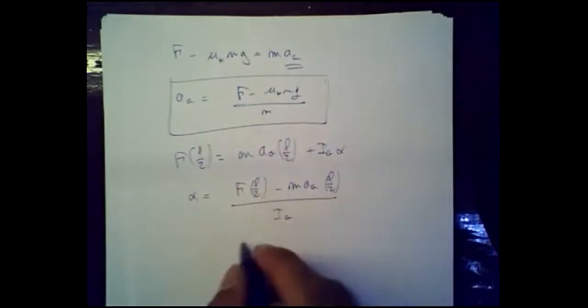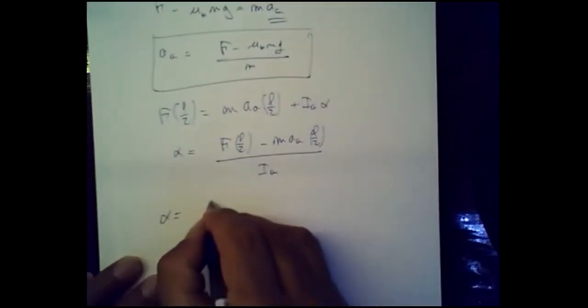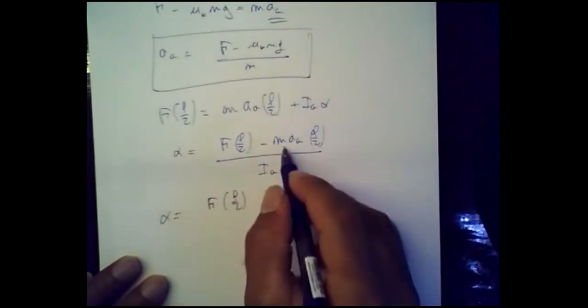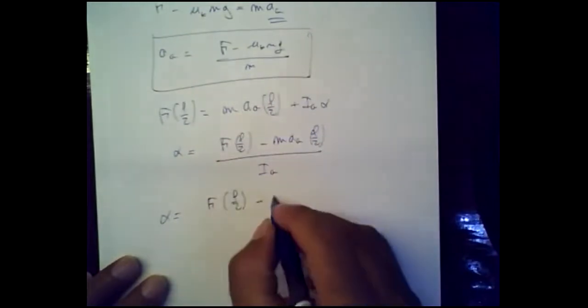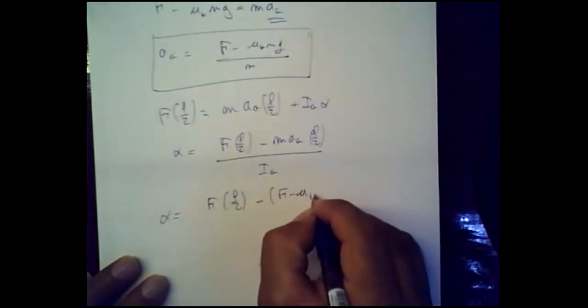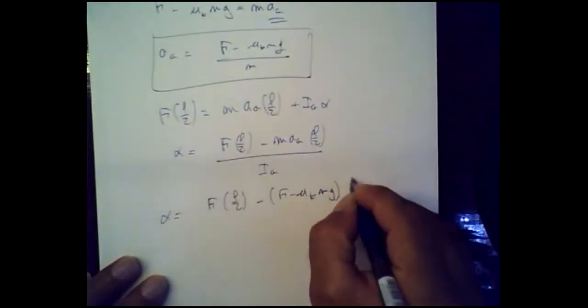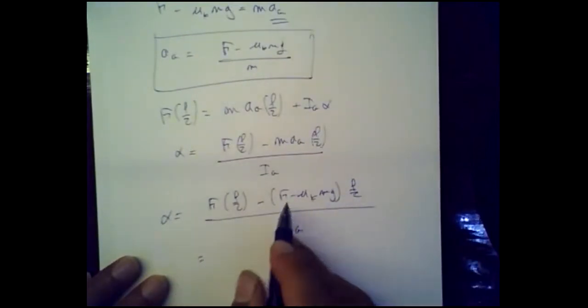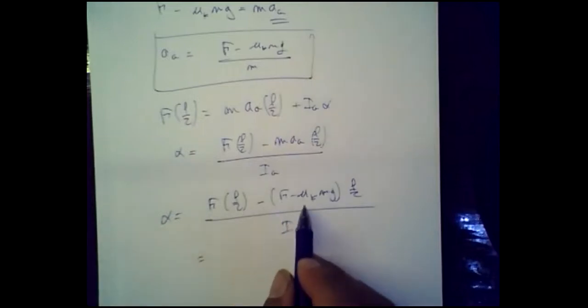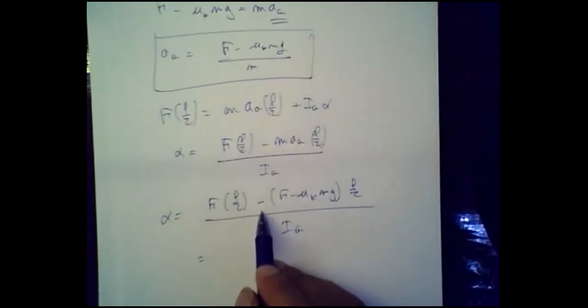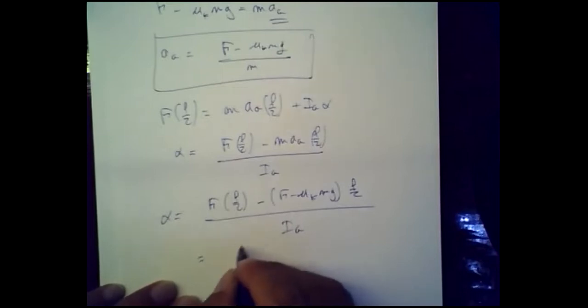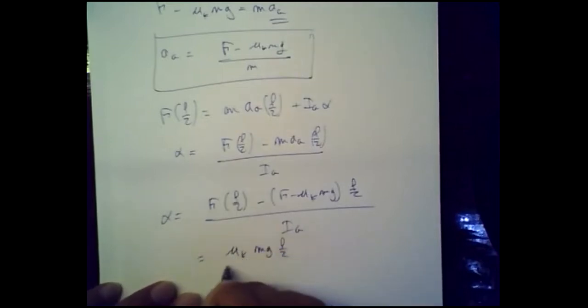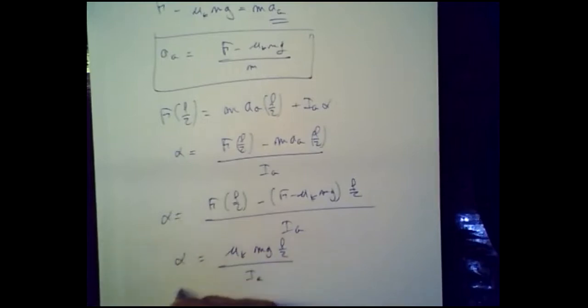And I know what AG is. So alpha is equal to F L over 2 minus, so M and M will cancel out, minus F minus mu K mg multiplied by L over 2, and then this whole thing is divided by IG. So here you have F and F will actually cancel out, so you're going to end up with mu K mg L over 2 divided by IG. So this is the value for alpha.